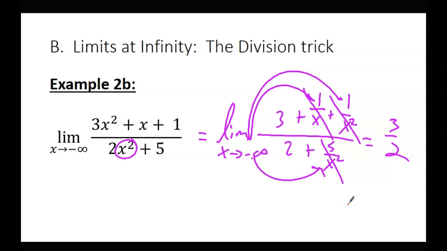So we know that when the bottom power is bigger than the top, the limit is 0, right? But what about when they're equal? What's the shortcut? There it is. Okay? So you just take the numbers in the front of the two first terms and make a fraction out of them.